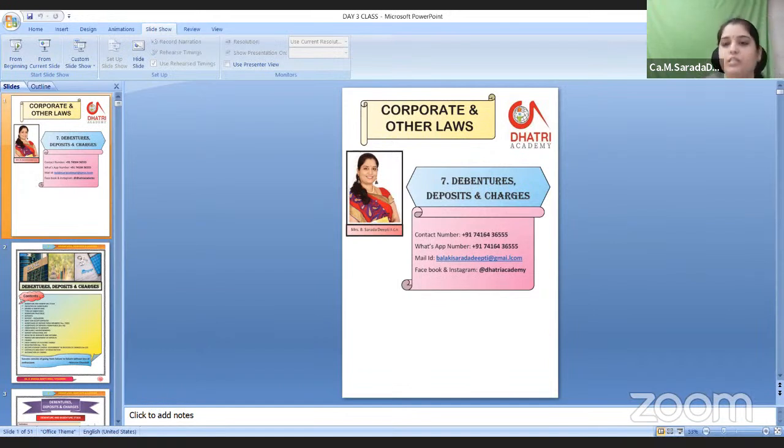What are the types of charge? Why does the company create a charge? Charge is nothing but when a company borrows loans, either from banks, financial institutions, or from the outside public.